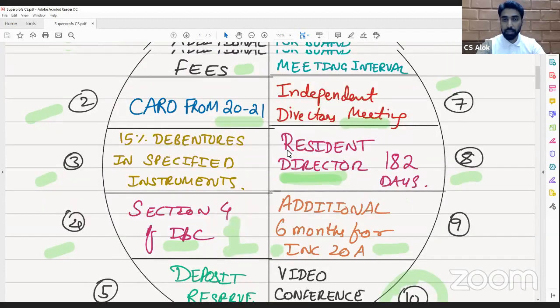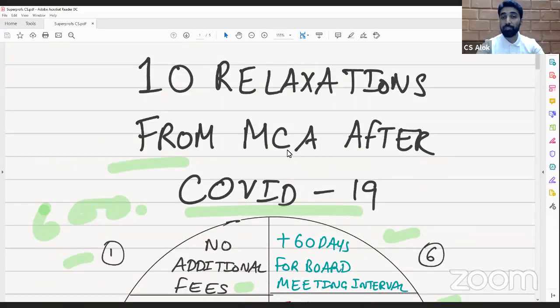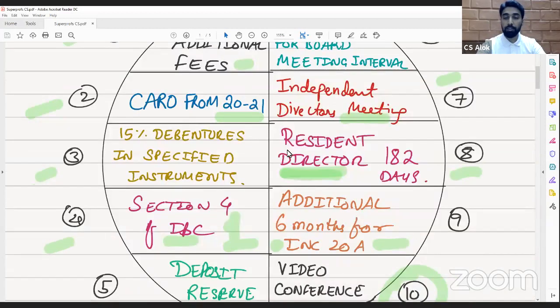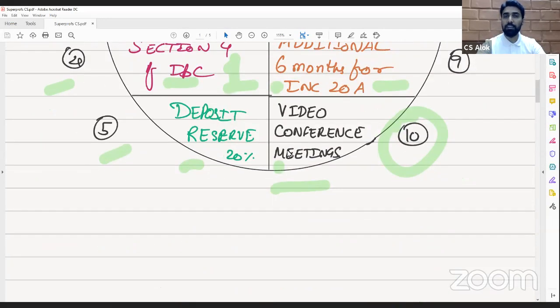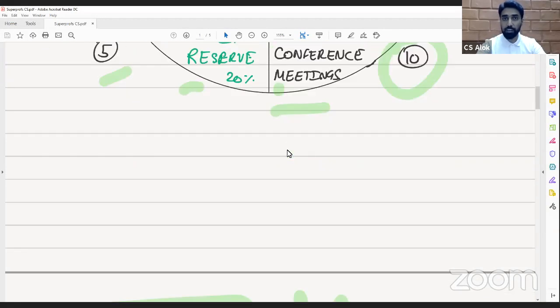So what are these 10 amendments? These are 10 relaxations from the Ministry of Corporate Affairs during this phase because of COVID. Everybody is having a problem to function. Now I'll study each one of these in detail with you. Okay.